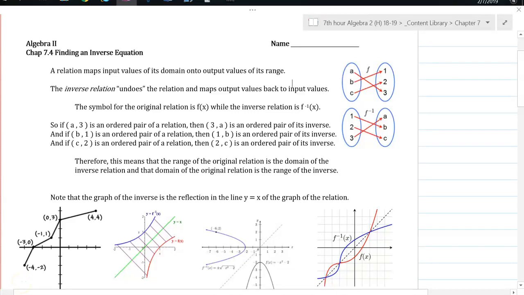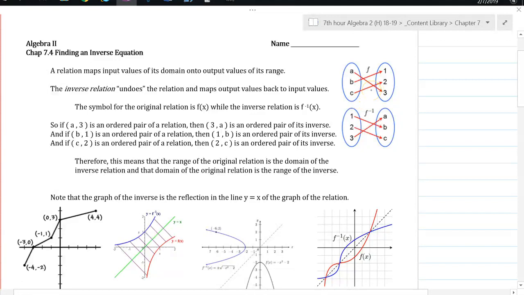We already know that a relation maps input values of its domain onto output values of its range. If we look at the mapping to the right, we can see that A is paired with 3, so that would give me A comma 3. B is paired with 1, so that would give me B comma 1, and C comma 2.